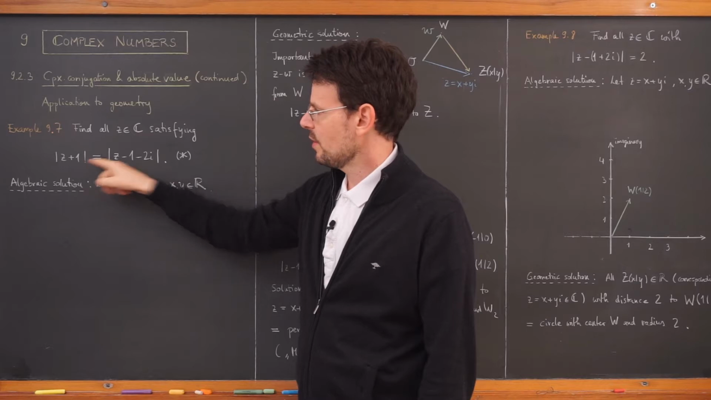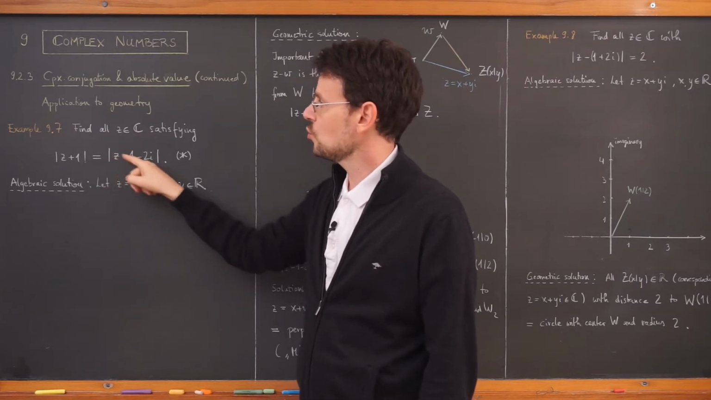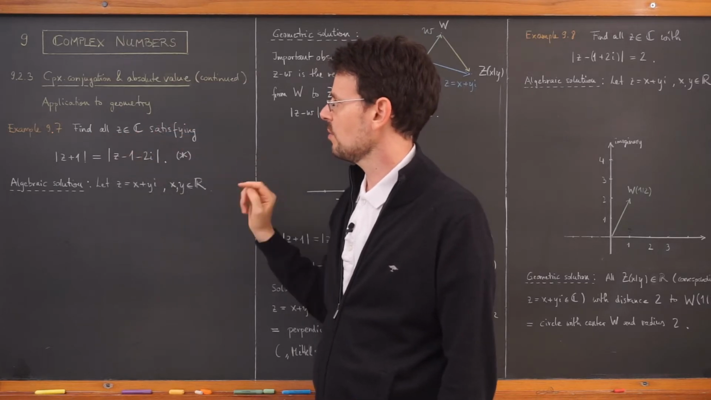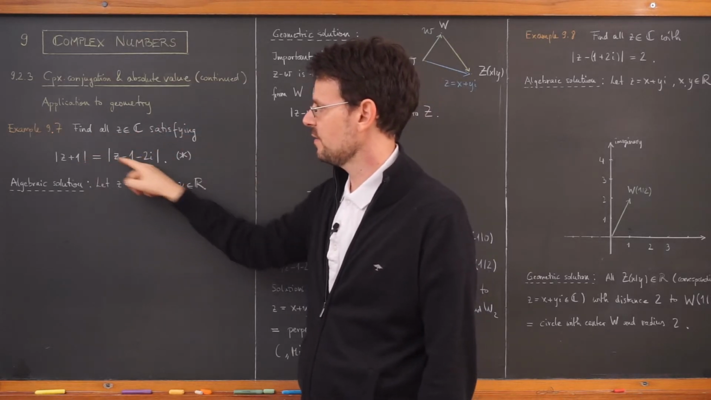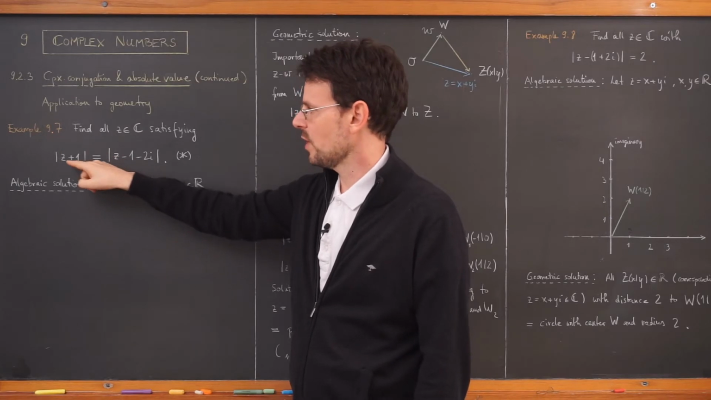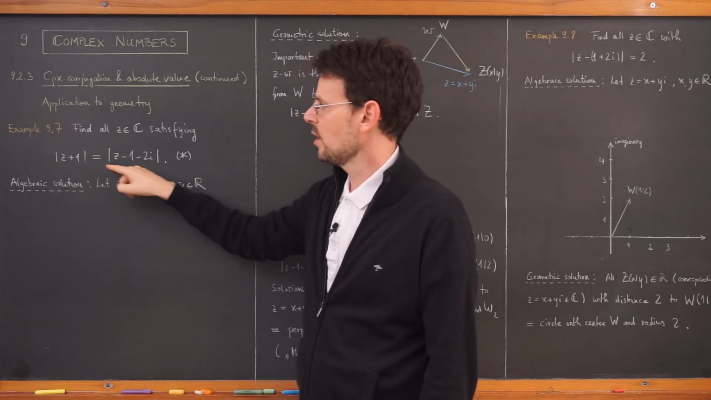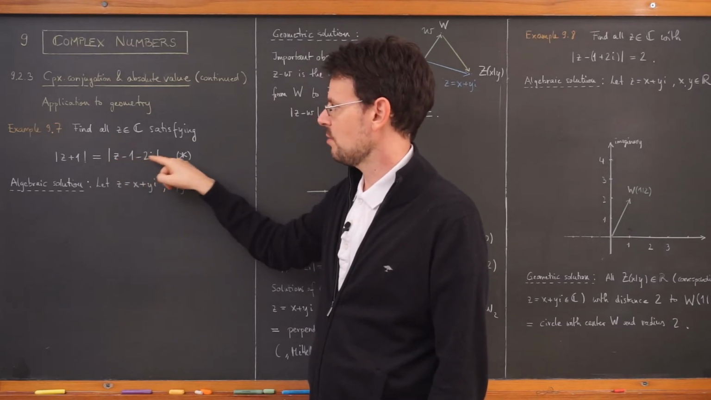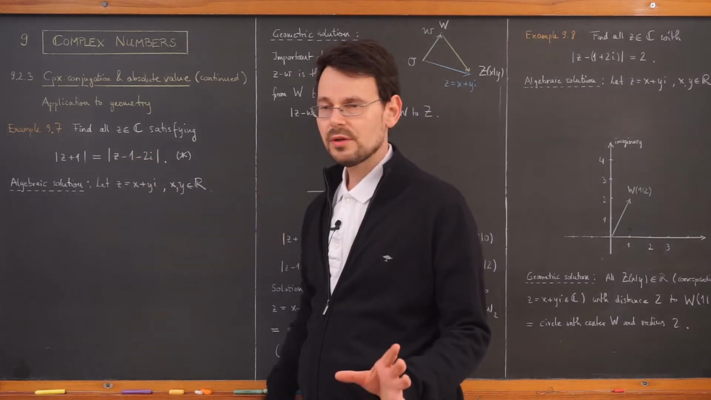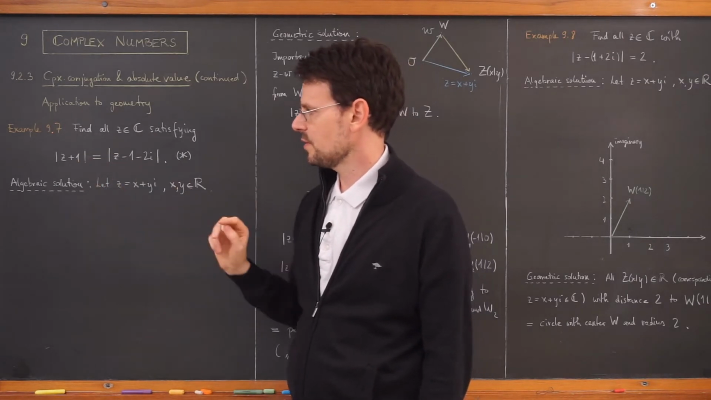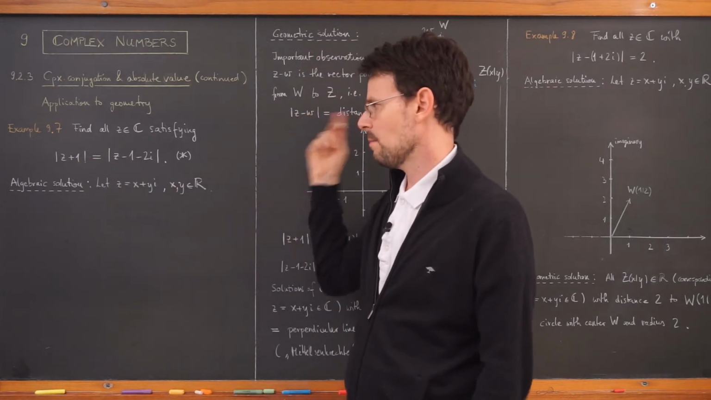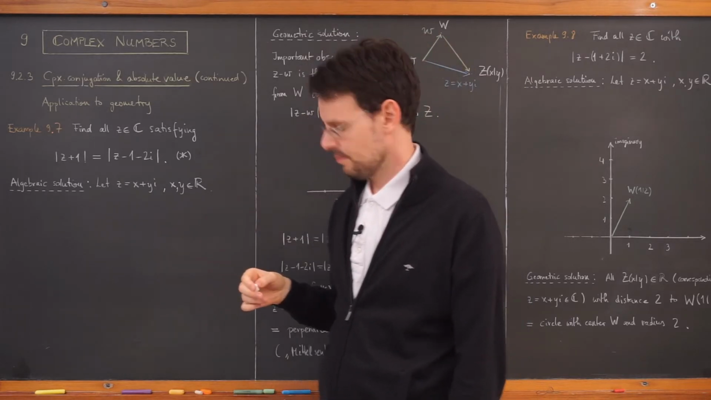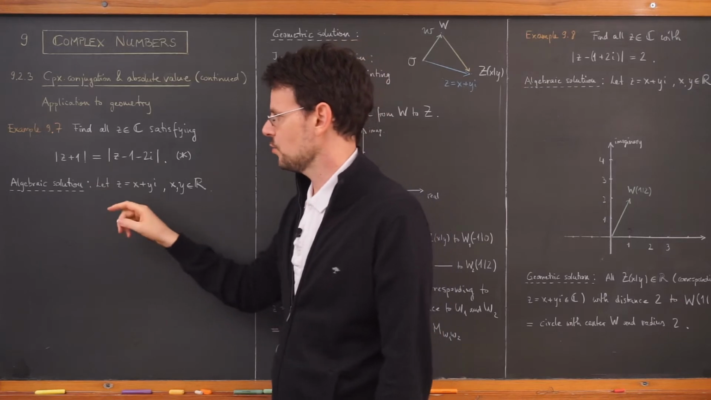We start with this equation, which has two absolute values, left and right. We want to find all complex numbers that satisfy this equation. The absolute value of z plus 1 has to be the same as the absolute value of z minus 1 minus 2i. We're going to solve this equation in two ways. First, the algebraic way, and then much cleverer and better adapted to this problem, the geometric way. But let's start with the algebraic solution.